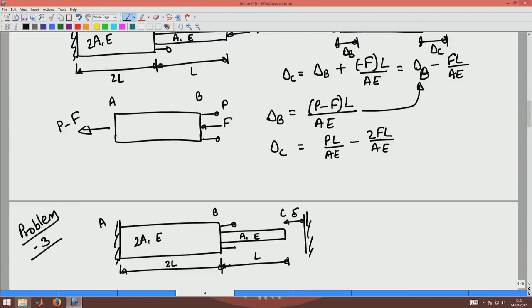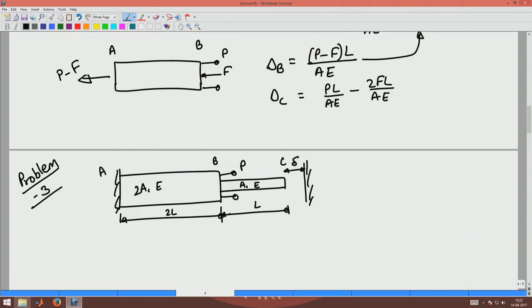and I am applying a force P at the junction of the members AB and BC. In this junction I am applying a force P. Now, I want to find the member forces, FAB and FBC.